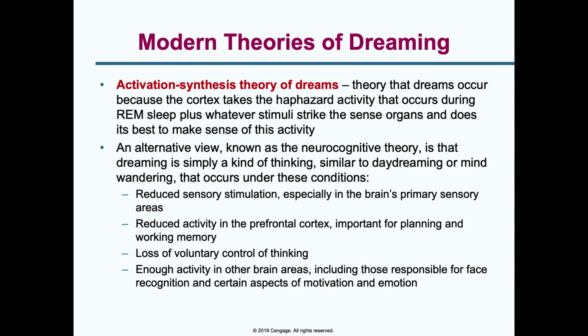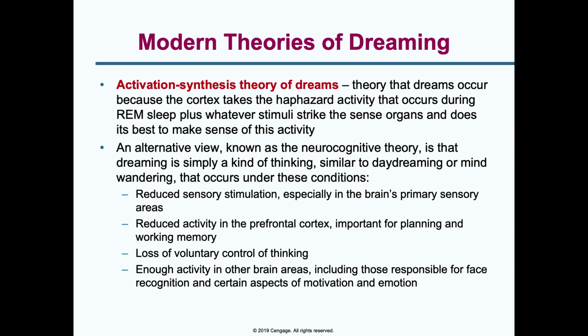Okay, whereas the alternate view, the next one, you might want to put a number two next to it, is known as the neurocognitive theory. And it's simply a kind of thinking where, similar to where we daydream or mind wander, we actually are conscious of our thinking. And it's more like a top down, where we think first and then we have some sort of sensory input kind of working with our thinking.